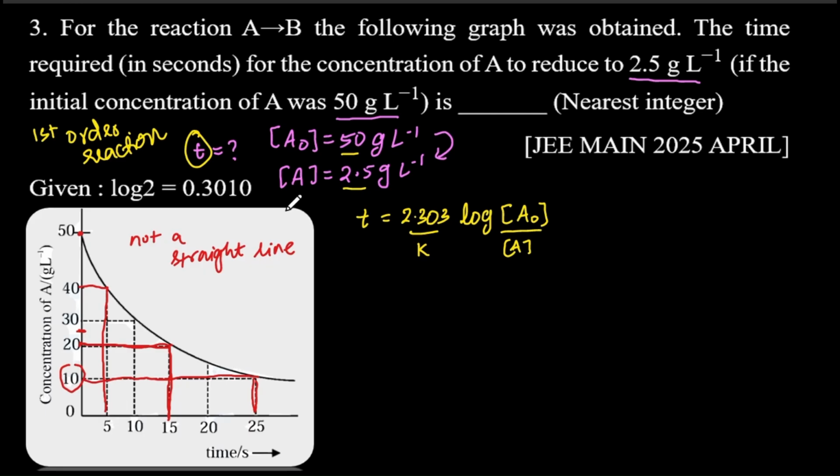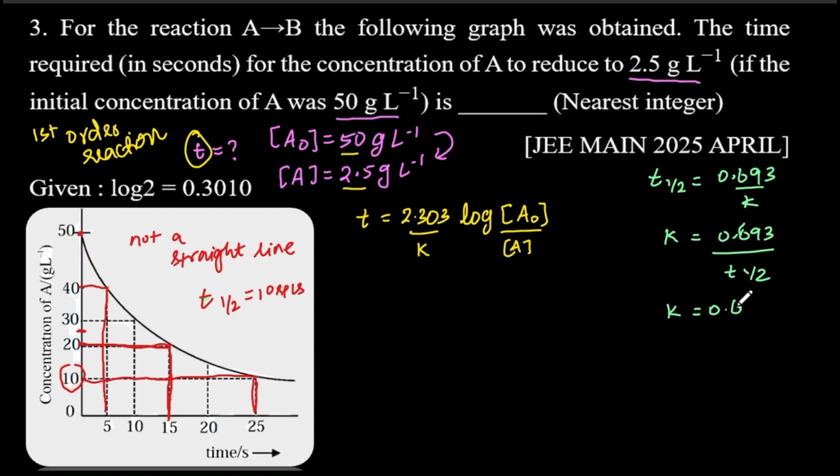So for that, let us use the half-life formula. T half is equal to 0.693 divided by K. So you have to find the rate constant K. Here itself we saw that the T half value came as 10 seconds. So let us use that here. So rearrange for rate constant: K is equal to 0.693 divided by T half, which is 0.693 divided by 10. So rate constant is equal to 0.0693, and as it is a first order reaction, the unit is second inverse. So let us substitute the values.